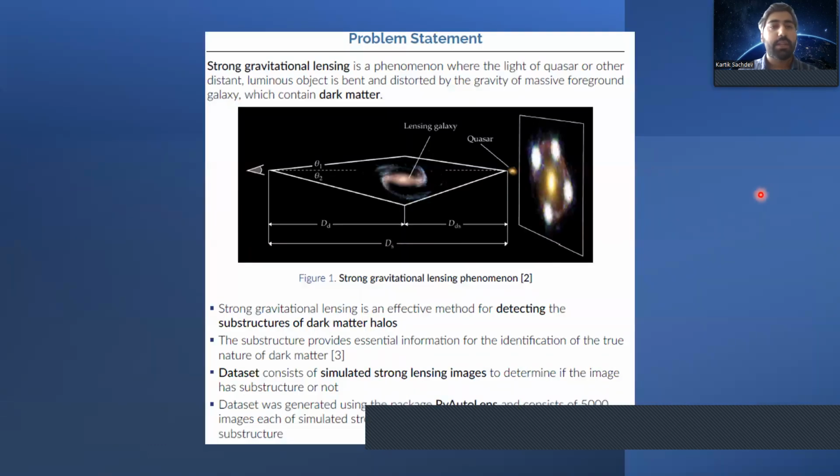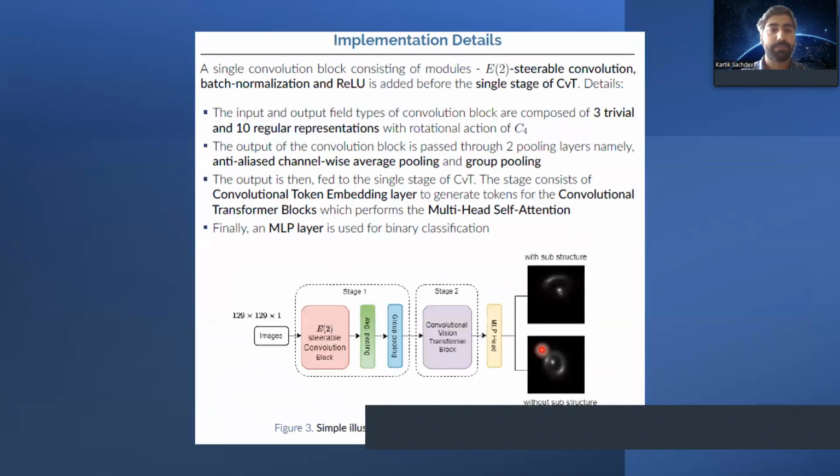So, the problem statement. Strong gravitational lensing is a phenomenon where the light from a distant luminous object is bent and distorted by the gravity of a massive foreground galaxy, which might contain dark matter. Strong gravitational lensing is a method of detecting the substructure of dark matter halos. The dataset consisted of simulated strong gravitational lensing images, which were generated using PyTorch and the PyAutoLens library, and consisted of only 5,000 images with and without substructure.